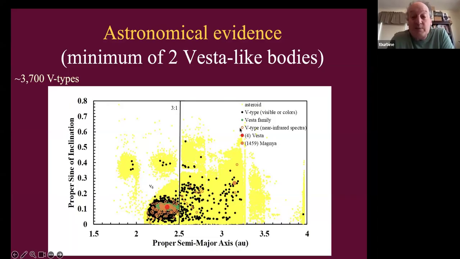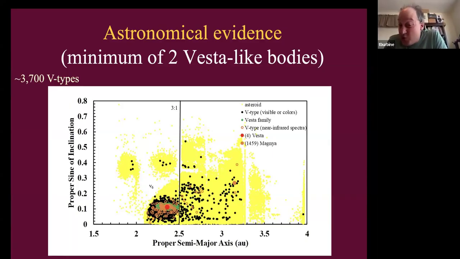If you had near-infrared spectra, I put an open orange circle. Vesta's the red dot, and then Magnya is this larger circle out here. You can see all this stuff seems to be centered around Vesta. Then it goes over the resonance and you get some more material here. But it was very hard to determine how many bodies. There seemed to be at least two. There's probably more, but I just tried to be a little cautious.